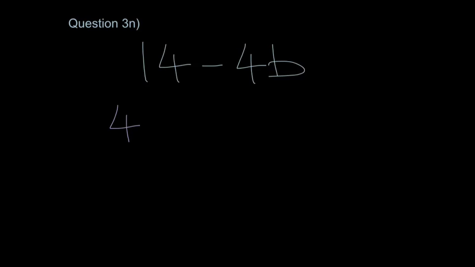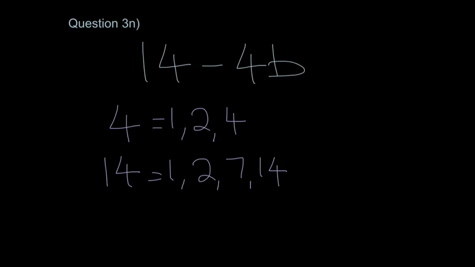So I've got 4 and 14. So factors that fit into 4 are 1, 2 times 2 and 4. And into 14 we always start the list with 1. We've got 2 times 7 and 14. So let's look at the highest common factors. You've got 1 and 2.